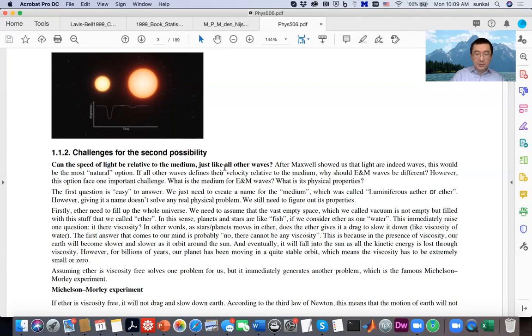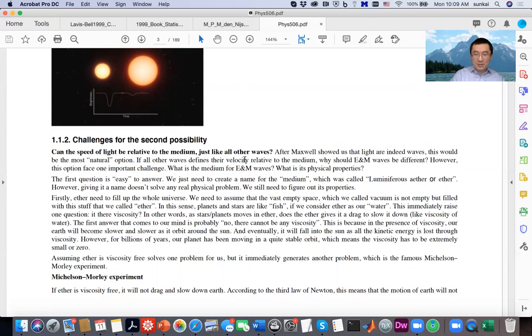Although this is the most popular possibility, there were indeed open questions people didn't understand and wanted to address. Most importantly, there were two open questions. If we believe the speed of light is relative to some medium, then we need to answer two questions. First of all, what is this medium? Because we know E and M waves can travel in vacuum, and the vacuum, at least in the most naive sense, has nothing there. So what is a medium? Okay, that's the first question we need to answer. And the second question is, what are the physical properties of that medium?